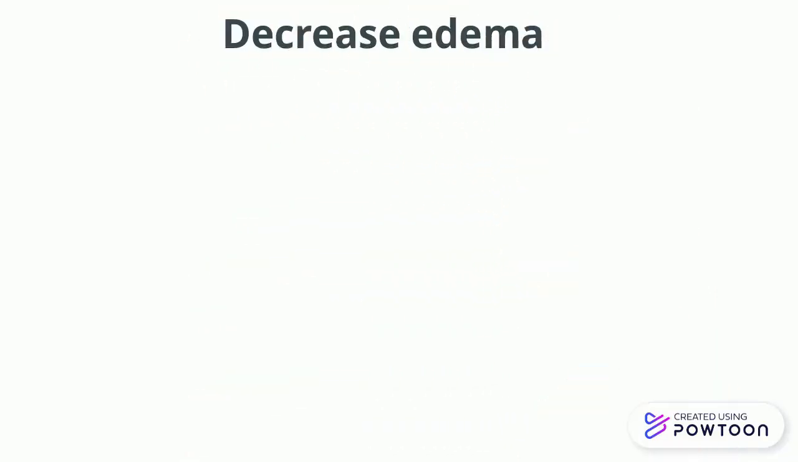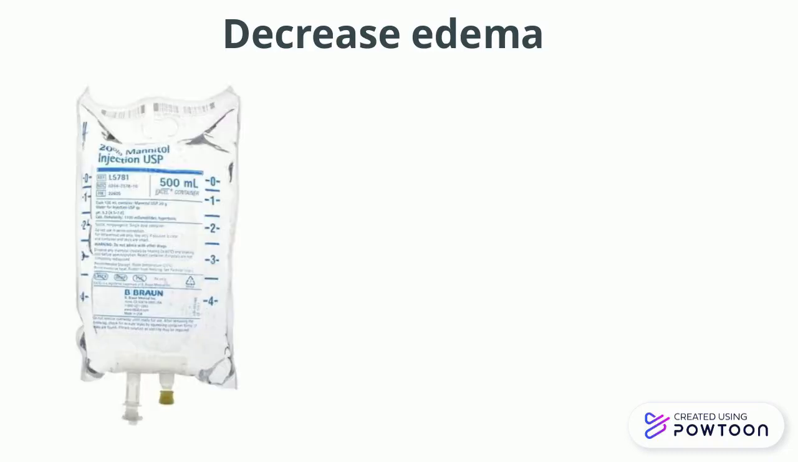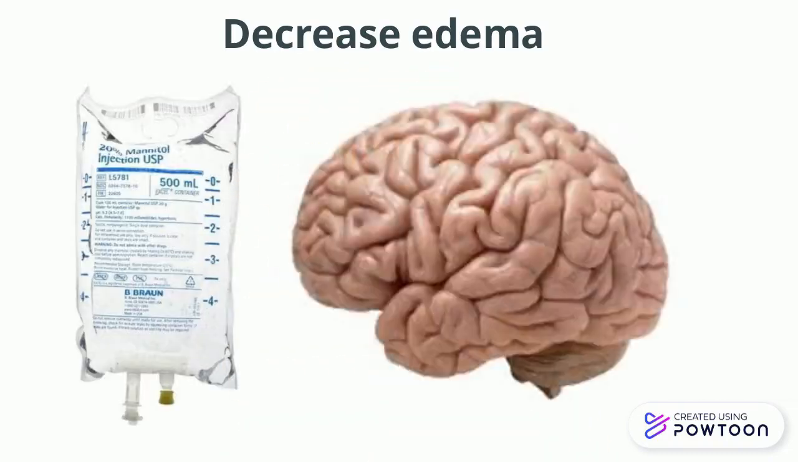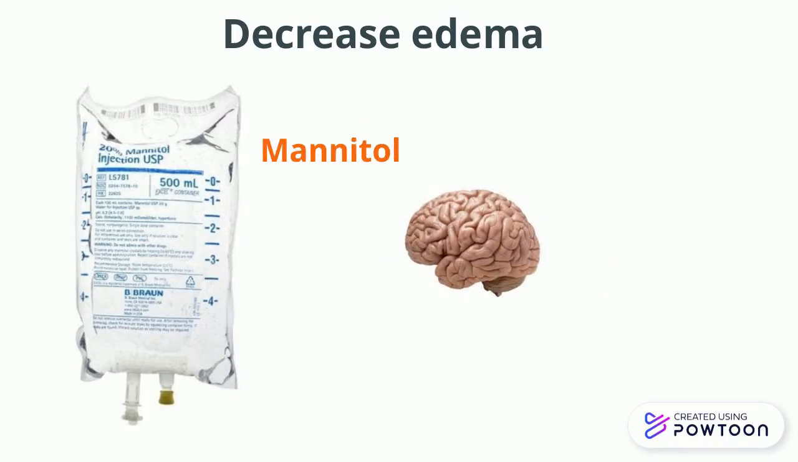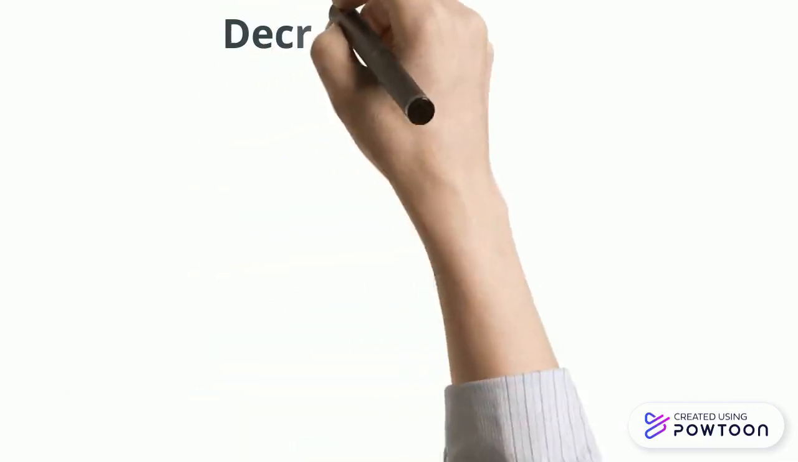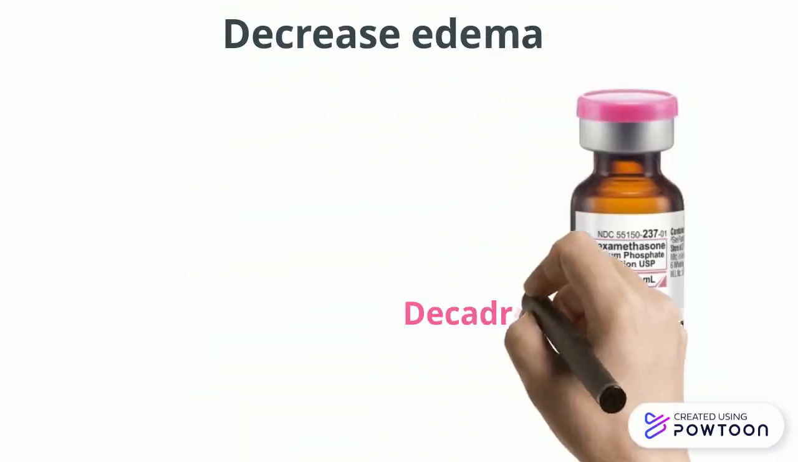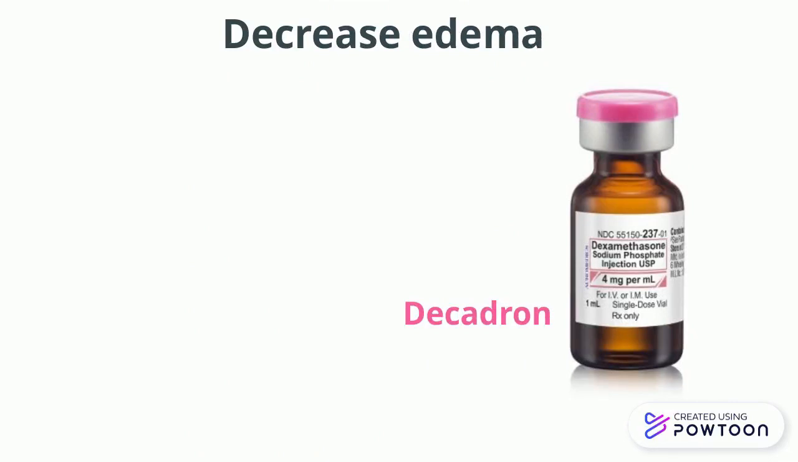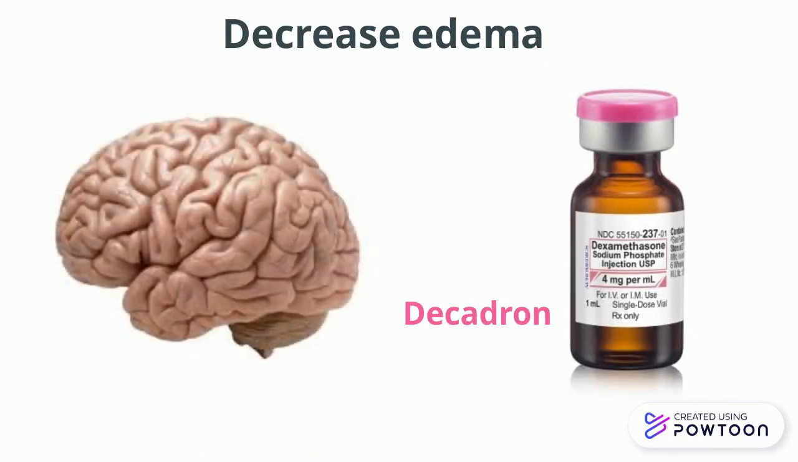Cerebral edema is decreased through the use of osmotic diuretics, such as mannitol, and that dehydrates the brain tissue and reduces cerebral edema, and this is used for intracranial pressure related to head injuries. Edema may also be decreased through the use of corticosteroids, like Decadron, but this is only used to decrease swelling around a tumor on the brain, not for head injuries.